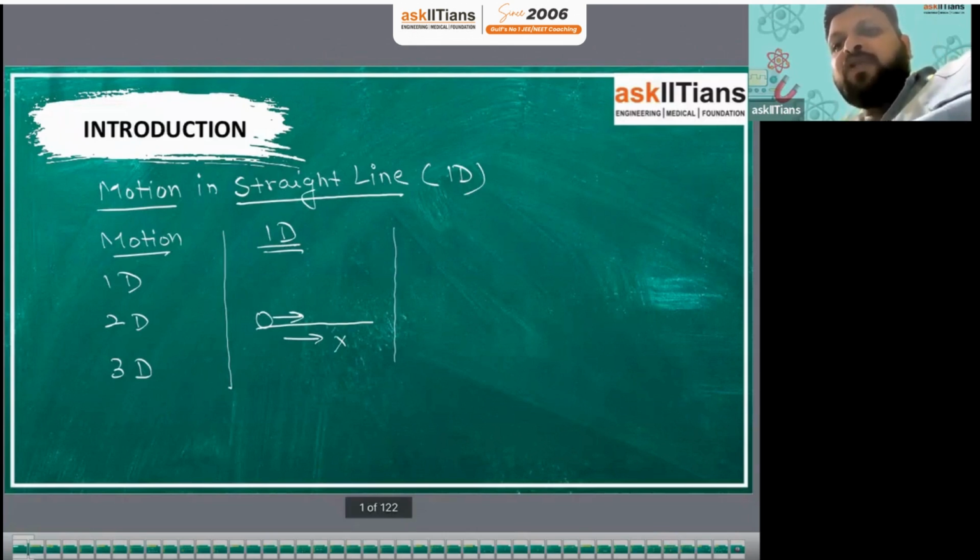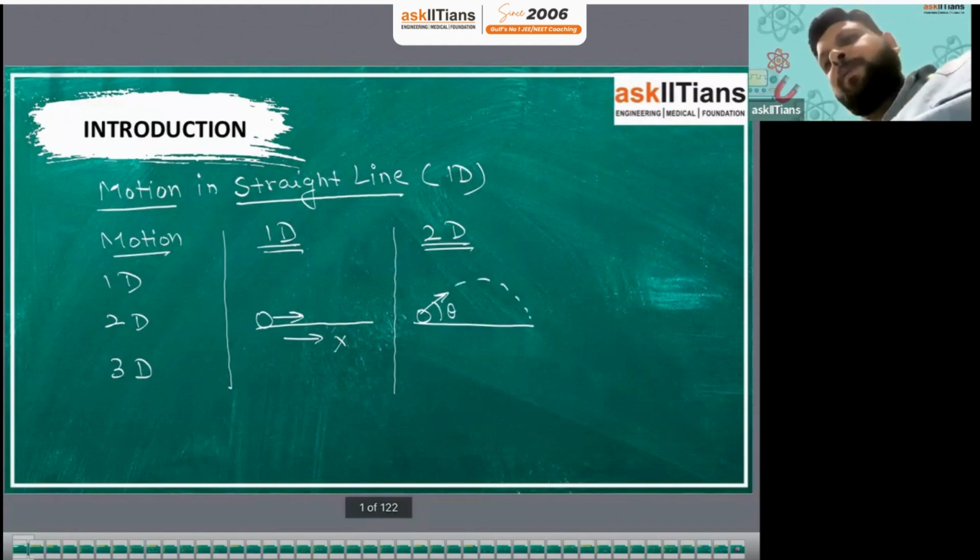When we say motion along the two dimension, suppose you throw any ball at certain angle with the horizontal. Then the motion of the ball will be like a curvilinear path. And since it is a curvilinear path, we can say it is having horizontal as well as vertical motion. So its motion is along the x direction as well as along the y direction. So this kind of motion is two-dimensional motion.